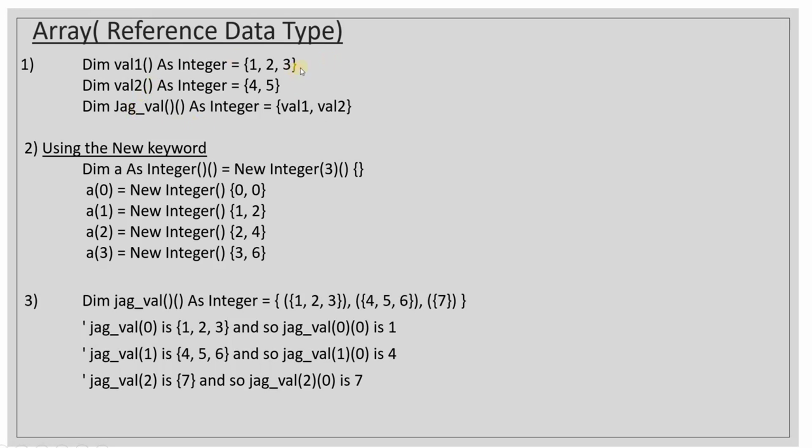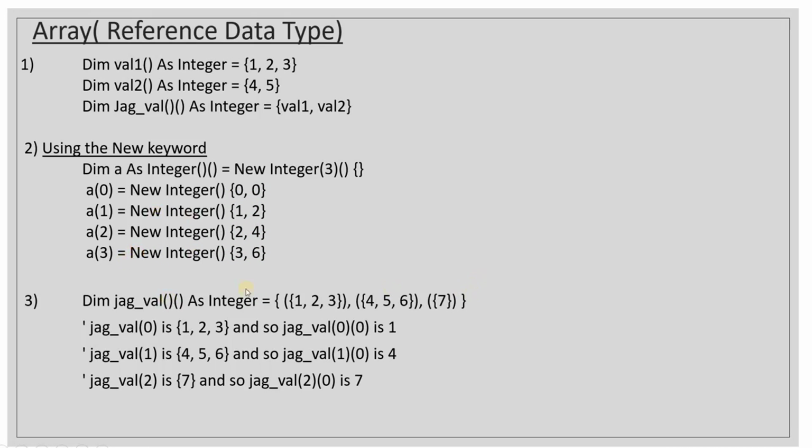Okay, we can declare and initialize a jagged array in different ways. First is this one. Second, using the new keyword: dim a as integer, a is a jagged array, new integer 3. Here the dimension is 3, that means the index will be 0, 1, 2 and 3. At 0, we write a value of 0, 0. At index 1, we write a value of 1, 2, 2, 2, 4. At 3, 3, 6.